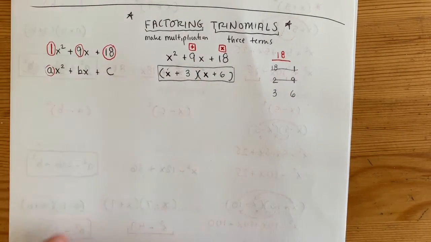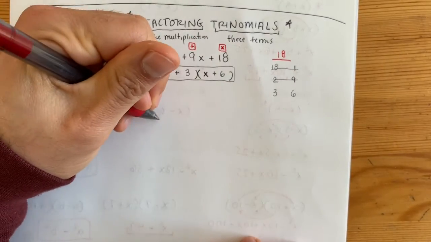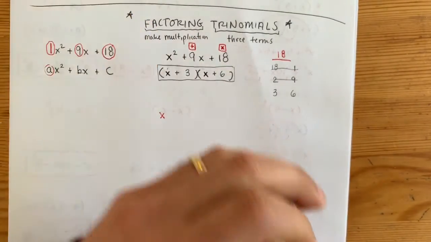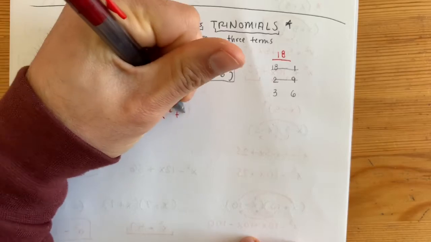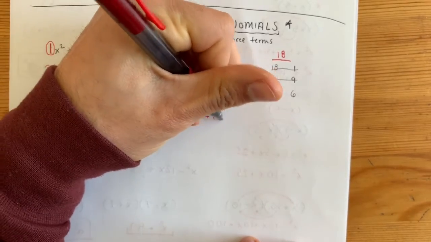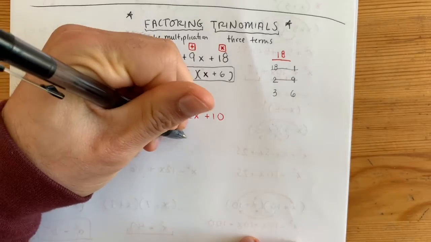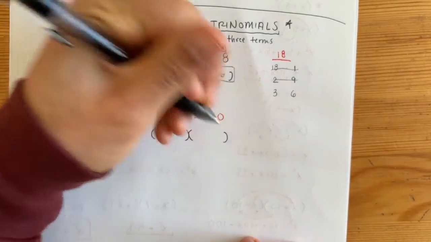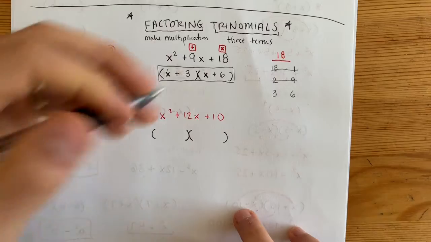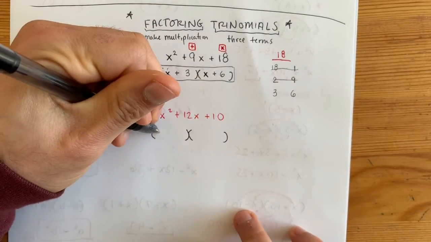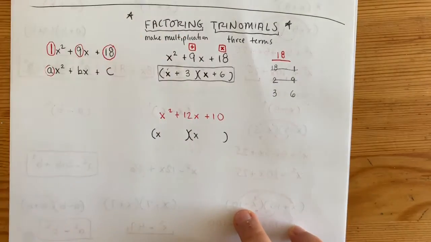Let me do a couple more examples of that. So let's say I had to do x squared plus 12x plus 10. And my goal is to factor this, is to make it multiplication. So this is now multiplication if it's in this format. So we know to make the x squared, it's got to be x and x.